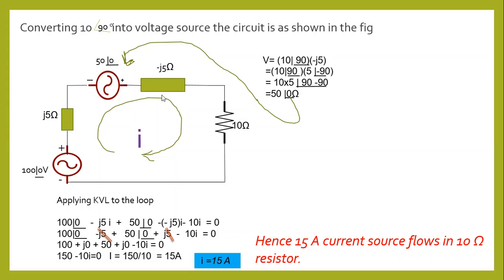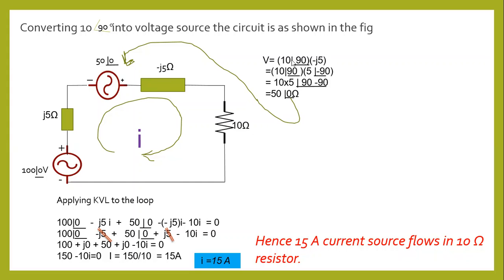Just like in DC circuits, the same thing we will do even here. 100 at an angle 0 was there, which is in a polar form, and j5. The question asked was to find the current across the 10 ohm resistor here. So V is equal to IR. The I given in the problem was 10 at an angle 90 times minus j5.